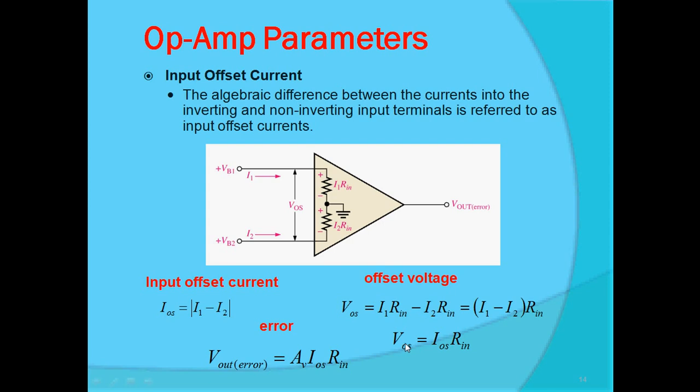So in terms of offset current, we can define the input offset voltage as the product of input offset current and input impedance Rin, and hence we can define the error voltage at the output. V out error is gain times the input offset voltage, that is VOS.